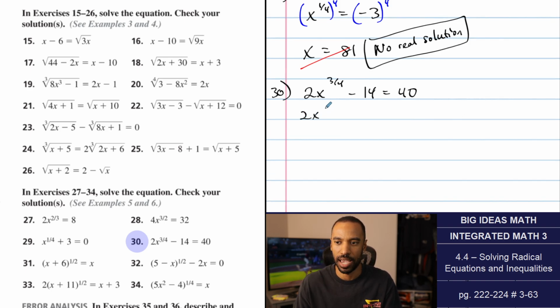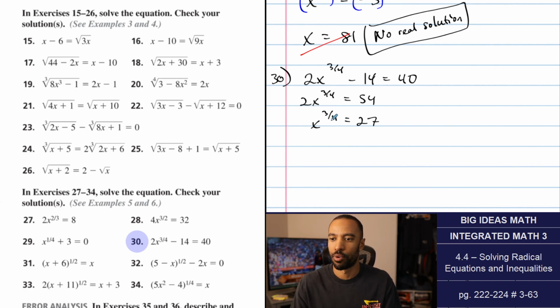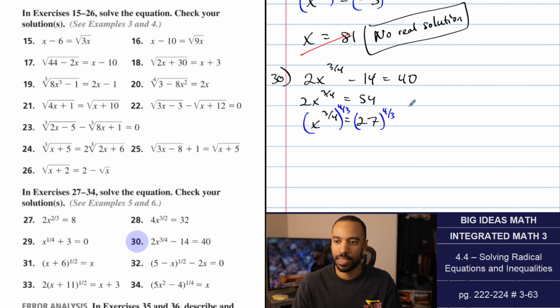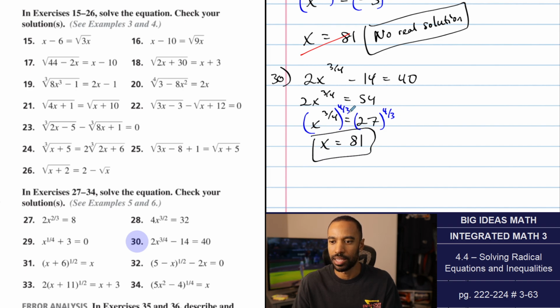Add 14 to both sides and divide both sides by 2. And we get 27. Okay, we're going to raise both sides to the 4/3 power. That means cube root of, and then raise to the 4th. Cube root of 27 is 3. 3 to the 4th is 81. X equals 81 is an answer. It should be the answer. There should be nothing in extraneous harm's way, if that makes sense.